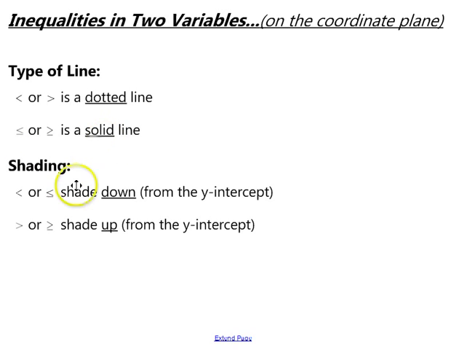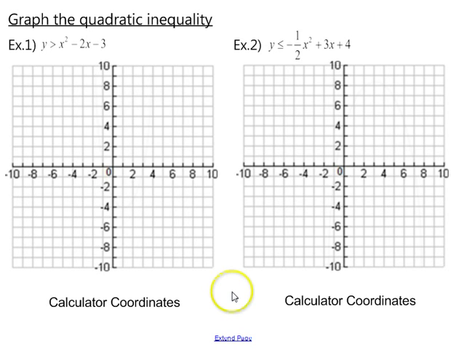line that you draw. For shading, if it's less than or equal to, you're going to shade down from the y-intercept on the graph. And then if it's greater than or equal to, we're going to shade up from the y-intercept on the graph. So first we're going to practice graphing one quadratic inequality at a time. Now in order to save some time, what we're going to do is use the calculator to get some points that we can plot for our parabola.